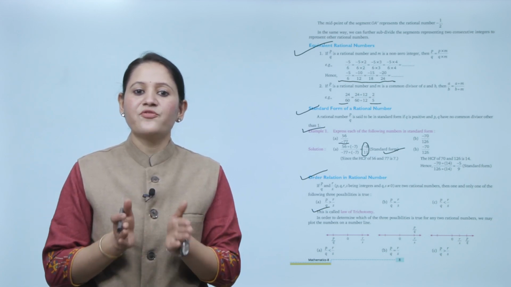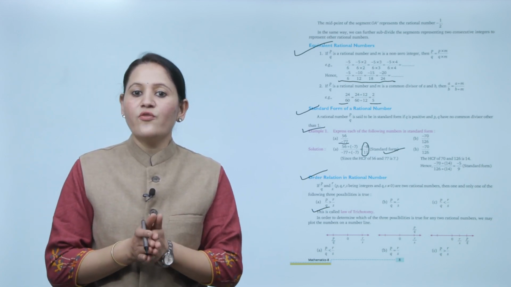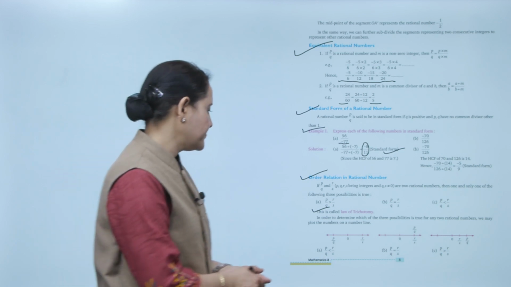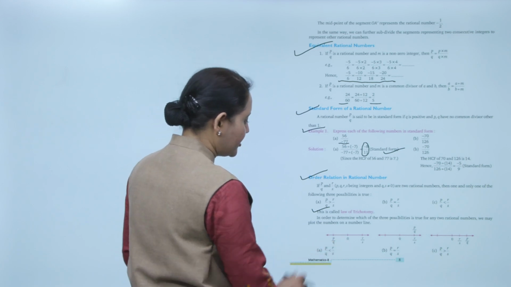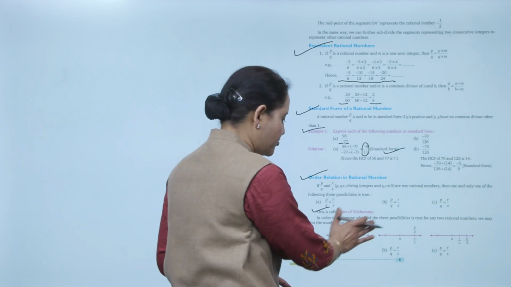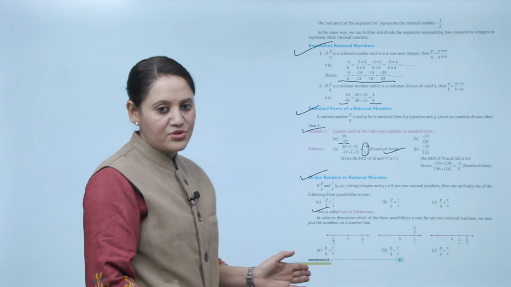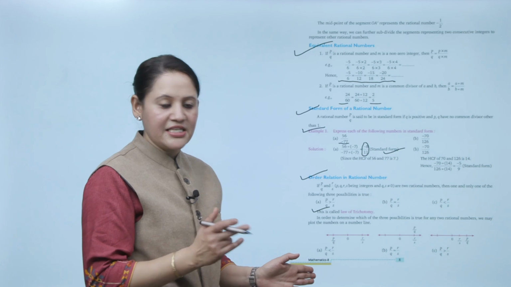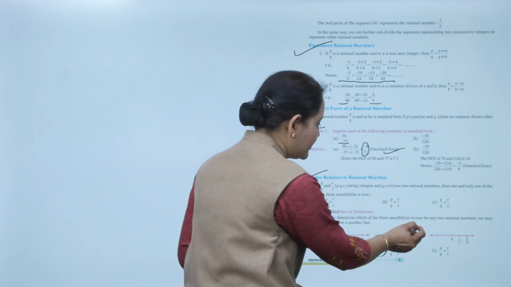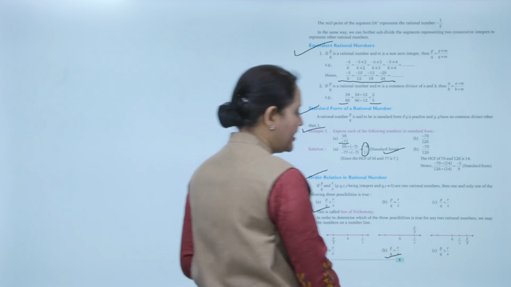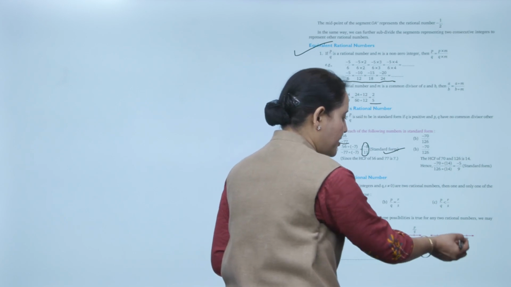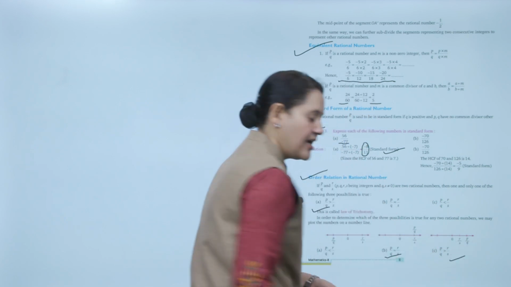In order to determine which of the three possibilities is true for any two rational numbers, we may plot the numbers on the number line. So here it is 0, and R upon S is to the right of 0 and P upon Q is to the left of 0. That means P upon Q is negative and less than R upon S. Here both are at the same point, so their values are equal. Here P upon Q is to the right of R upon S. That means P upon Q is greater than R upon S.